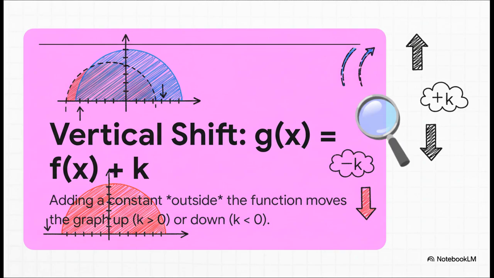First up are vertical shifts. And the rule here, it's super simple. When you add or subtract a number on the outside of the main function, you're hitting the y values directly. Add a positive number, the whole thing goes up. Add a negative number, it goes down. It's exactly what you'd think it would do.